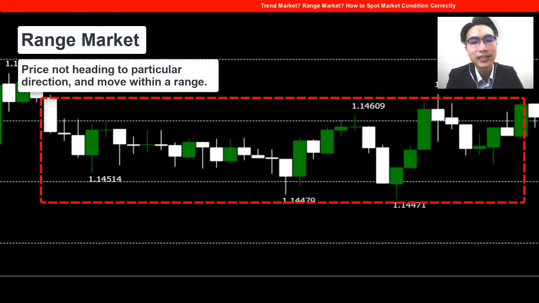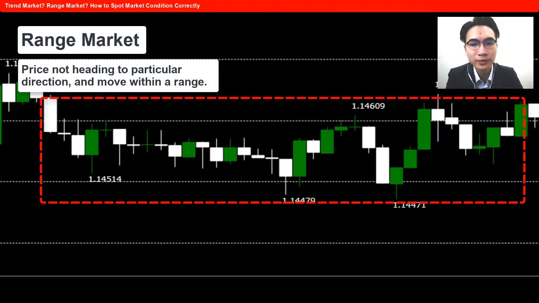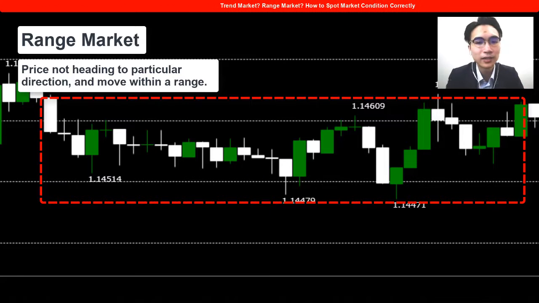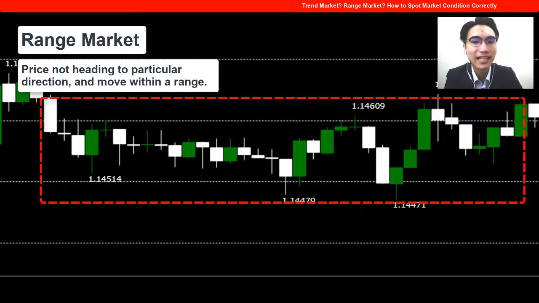So this is how we can identify a range market by looking at the candlestick: there is no particular direction that the candlestick is heading, and the higher highs and the lower lows end at around the same price as the previous one. So yep, next we'll move on to how you can identify a range market by using the moving average.